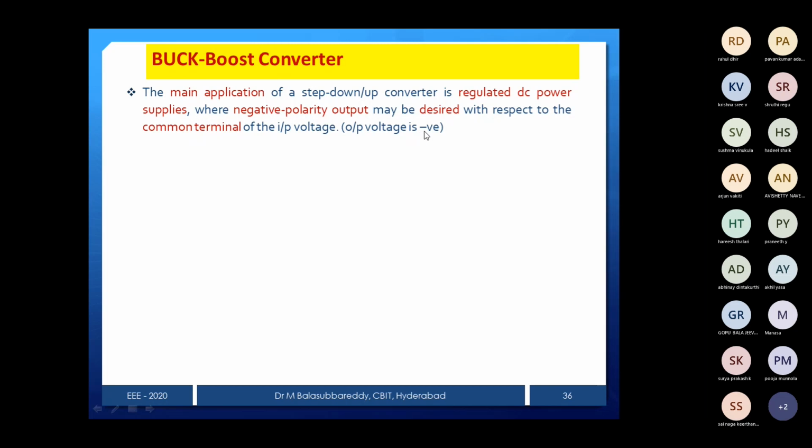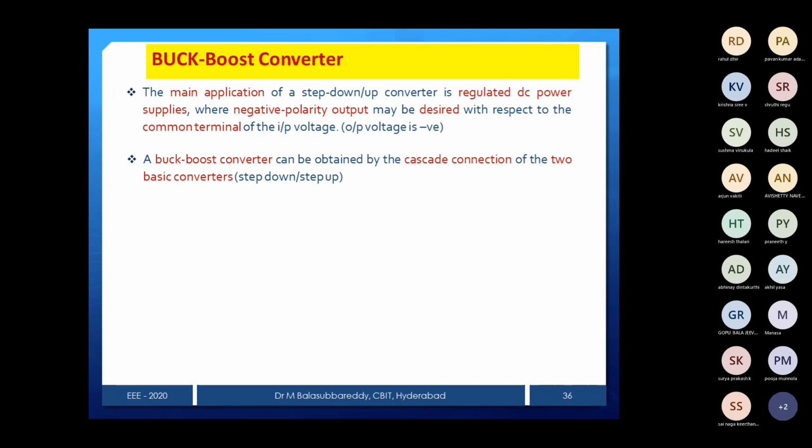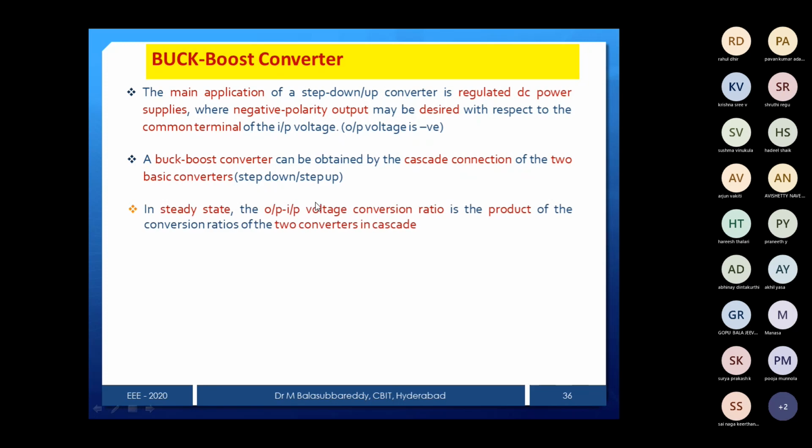Now the same thing for the buck boost, what will happen? You will get a negative output voltage if you use a buck boost converter, because there is a diode in the opposite direction. That is the only reason. So a buck boost converter can be obtained by a cascading connection of the two basic converters. What are the two basic converters? Step down as well as step up. You cascade the two and you form a buck boost converter. This converter will give a voltage either below the source voltage or above the source voltage.